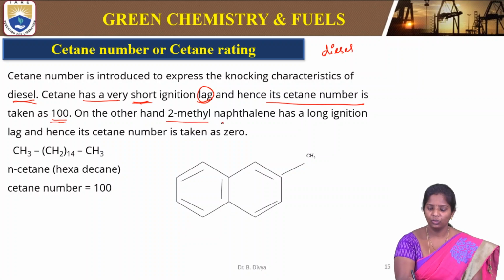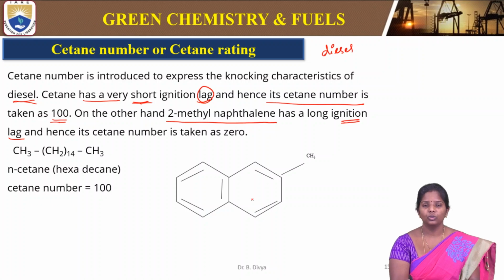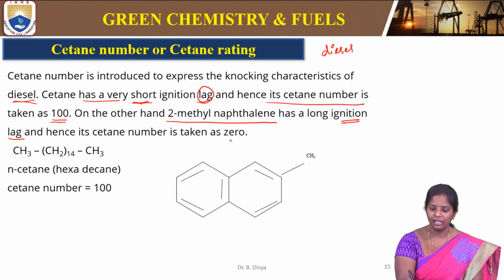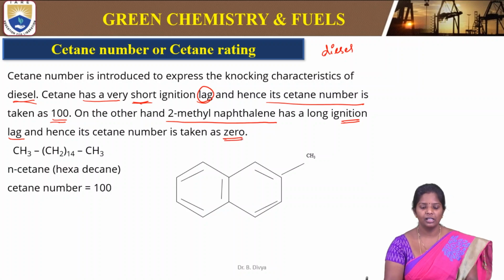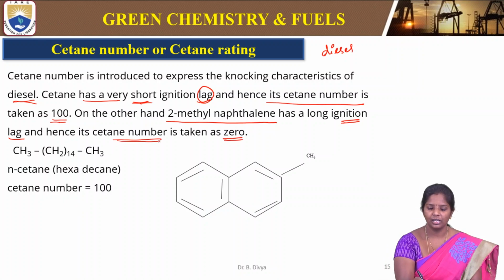On the other hand, 2-methyl naphthalene has a long ignition lag. So it is not allowing the ignition to happen frequently or vigorously. So it is given as 0. The cetane number is given as 0.